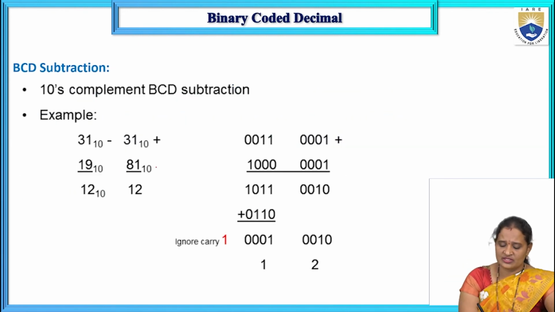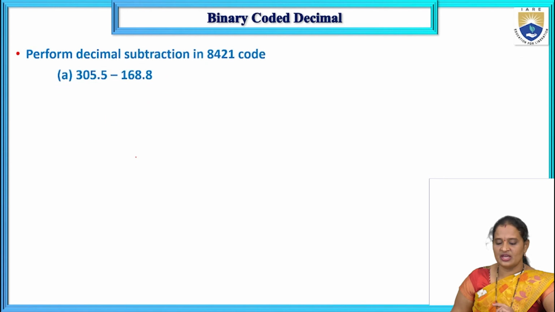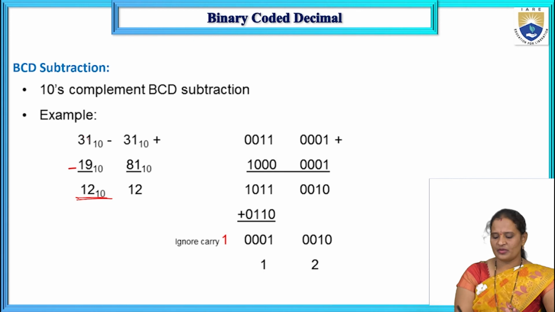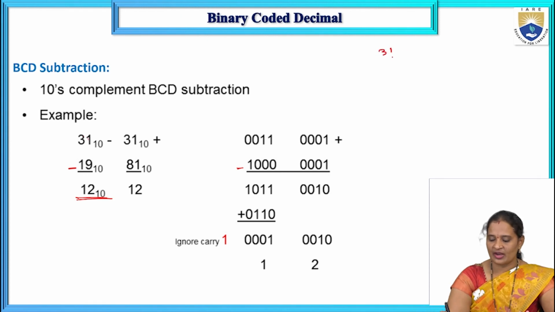First of all, 31 minus 19. 11 minus 9 is 2. And 2 minus 1 is 1. 12 is the answer. Right? So now I am performing the BCD subtraction. I want to perform the subtraction using this one. First of all, I will be performing the subtraction using normal BCD, a normal BCD subtraction I will perform.